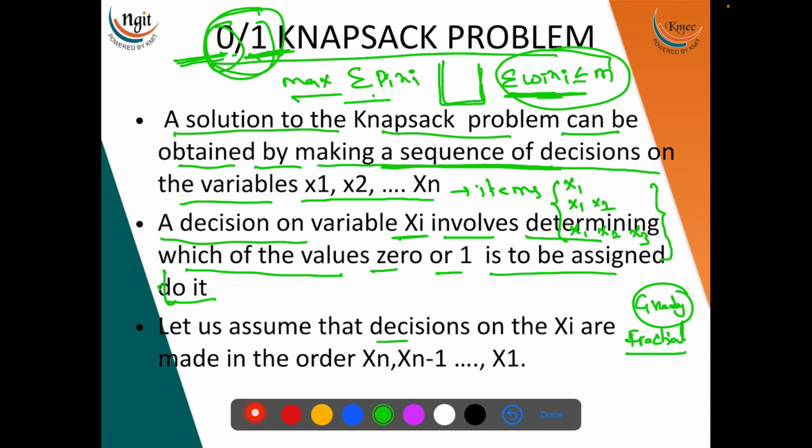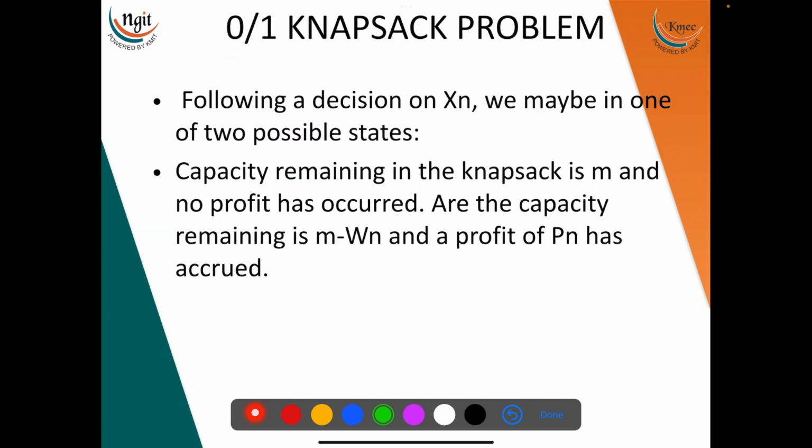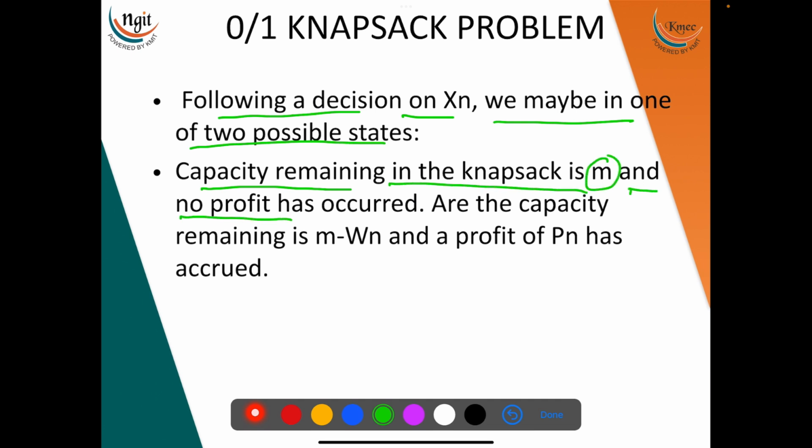Let us assume that decisions on the xi are made in the order xn, xn minus 1, down to x1. So stage-wise, we'll take a decision. Following a decision on xn, we may be in one of two possible states: the capacity remaining in the knapsack is m and no profit has occurred, or the capacity remaining is m minus wn and a profit of pn has occurred.